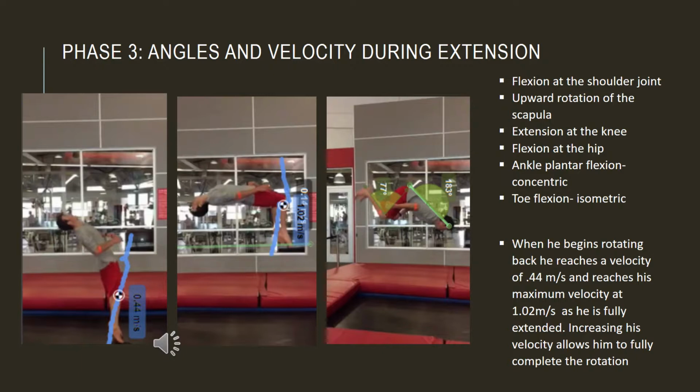Ankle plantar flexion is used in isometric movement along with toe flexion, also isometric movement. Here we see when he begins rotating back, he reaches a velocity of 0.44 meters per second and reaches his maximum velocity at 1.02 meters per second as he is fully extended. Increasing his velocity allows him to fully complete the rotation.